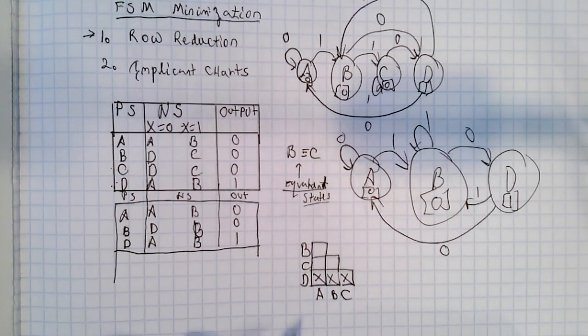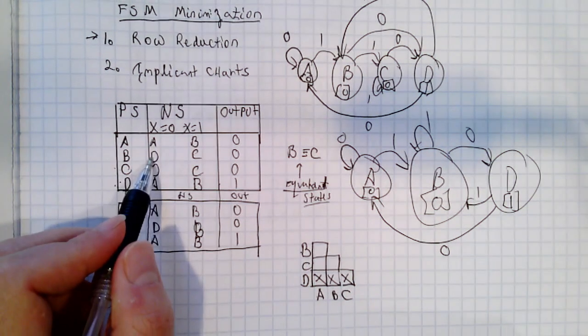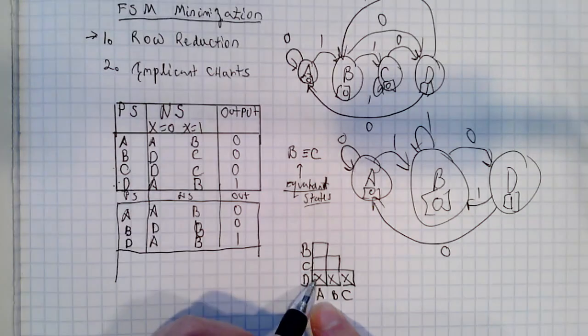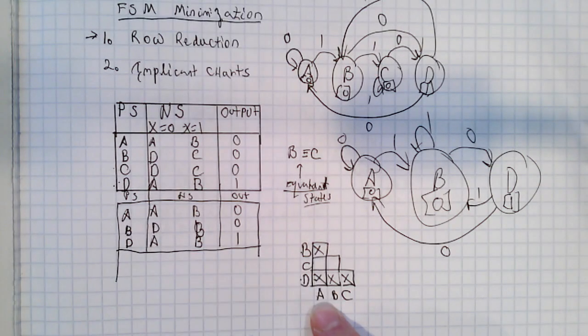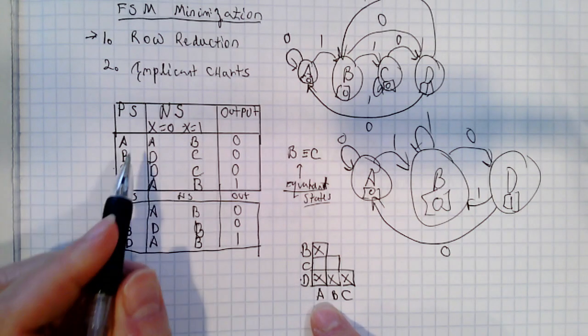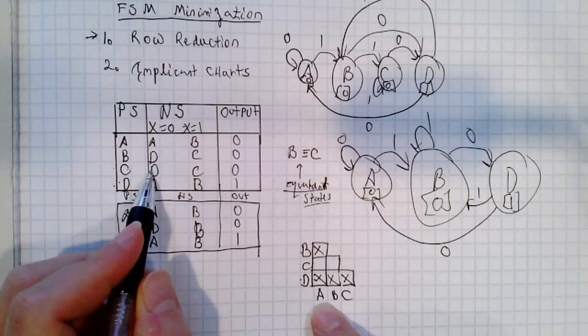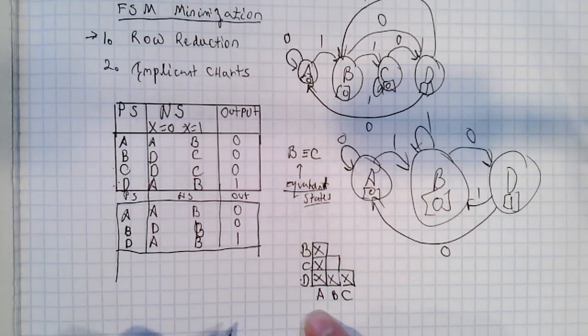So now we want to ask, is A equivalent to B? Well, it is if A is equivalent to D. But we know A is not equivalent to D because we got an X here on AD. Therefore, eliminate it. A cannot be equivalent to B. How about A and C? Well, A could be equivalent to C if A is equivalent to D, but again, we know it's not, so we can eliminate AC.